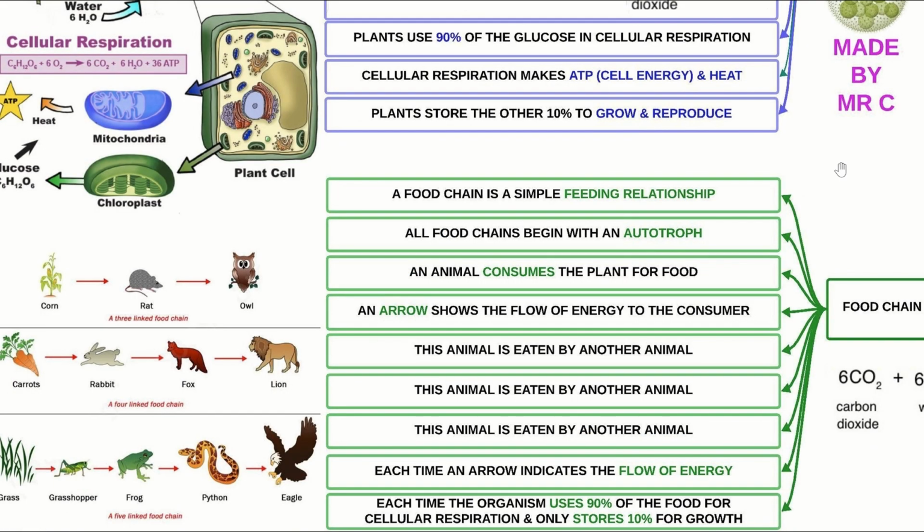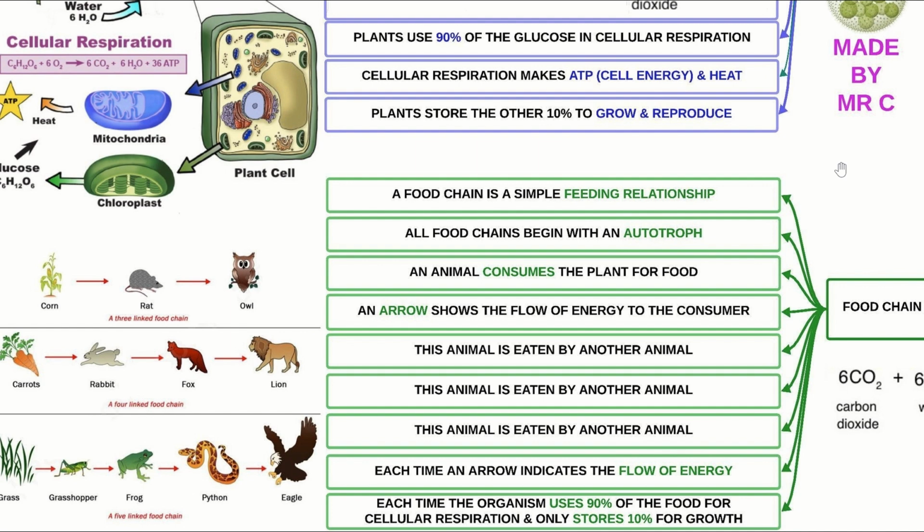Next, we'll talk about food chains. A food chain is a simple feeding relationship. All food chains begin with an autotroph, which is a plant. An animal consumes the plant for food. An arrow shows the flow of energy to the consumer.